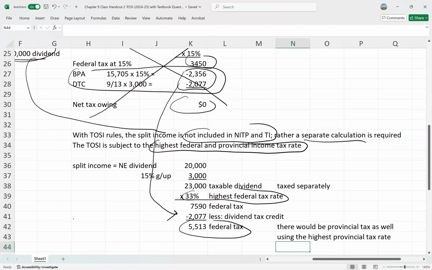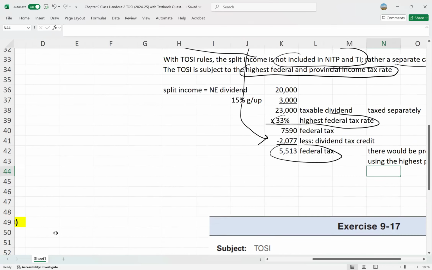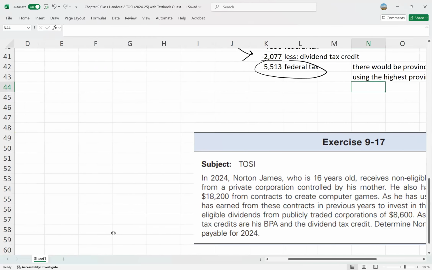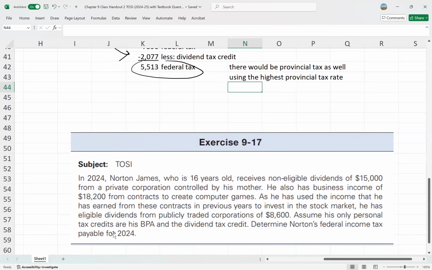Complex rules, but let's go through a simple example down here to reinforce what we just talked about. This is an exercise from the textbook, and I know that with exercises, you do have the solutions in the study guide, but this is just a nice simple example to illustrate these rules. So Norton is 16, and he receives non-eligible dividends from a private corporation controlled by his mother. So this is going to be the split income.